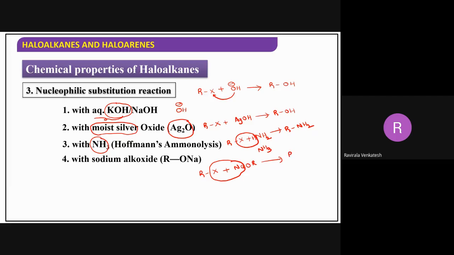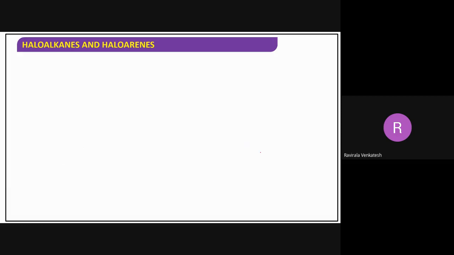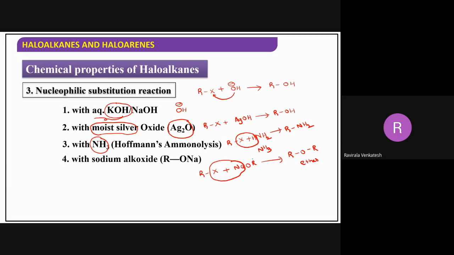Now what we are going to get? Ethers. This is called ether. In the place of R, you can place CH3, CH3CH2, like that, you can place very easily. Understood here? So I have given 4 reactions here, in which aqueous KOH will give alcohols. Moist silver oxide will give alcohol. Ammonia will give amine. Sodium alkoxide will give ether.